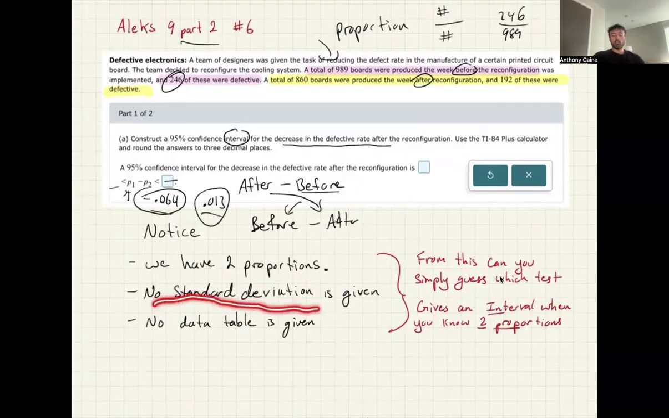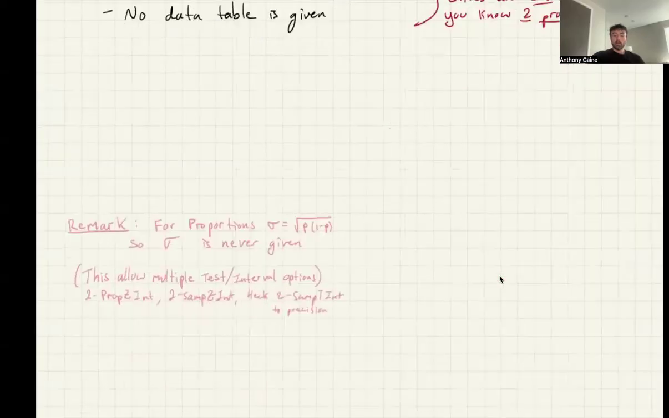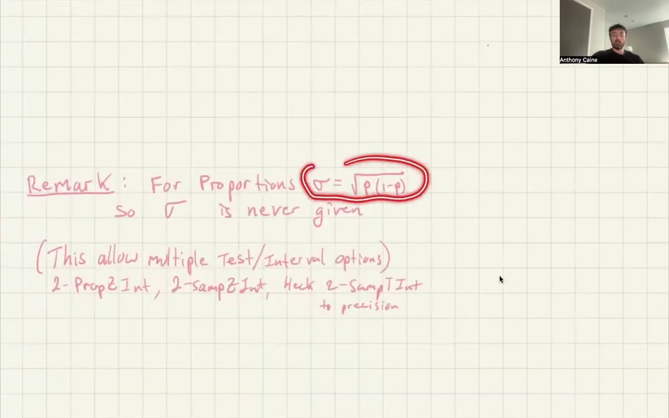There's no standard deviation given, and no data table is given. If you were to be given a data table for a proportion problem, it could only contain zeros and ones. Either you're defective or you're not. Either you got a colonoscopy or you didn't, right? That's what proportions are used for. The reason it doesn't contain standard deviation is because it turns out standard deviation is known and computed based on the proportions. So I don't ever really stress this or have you do it much.